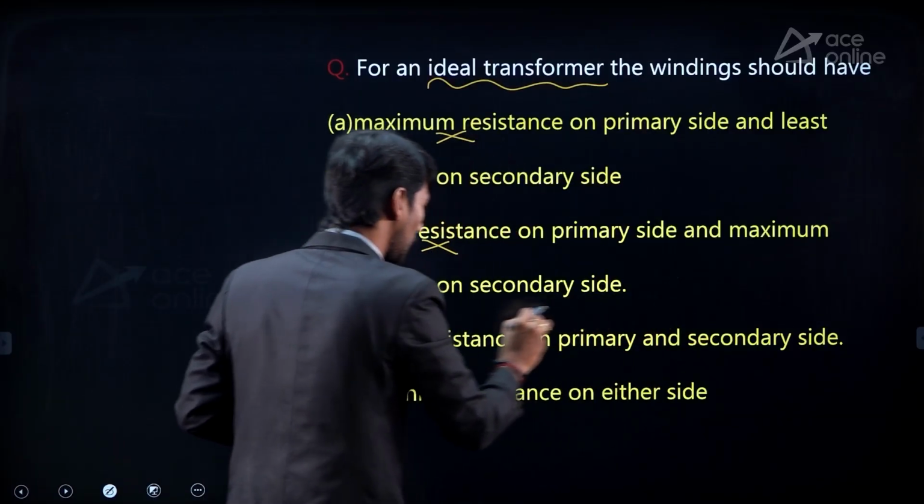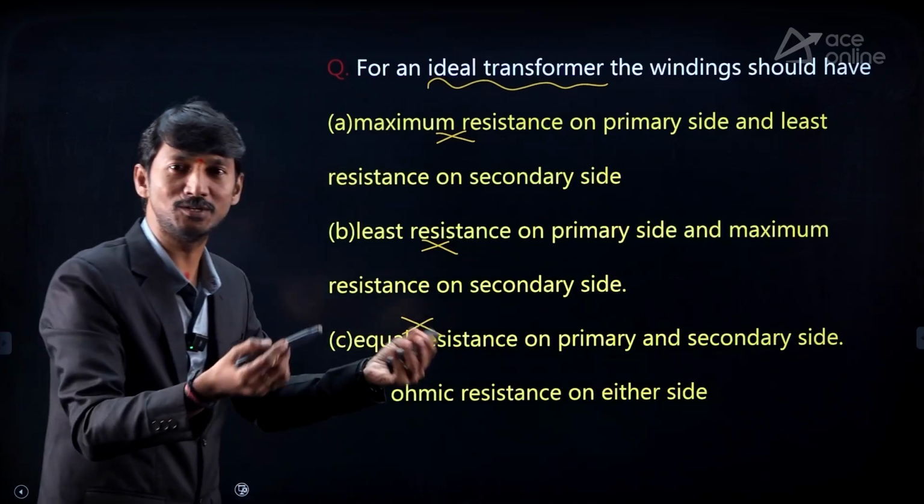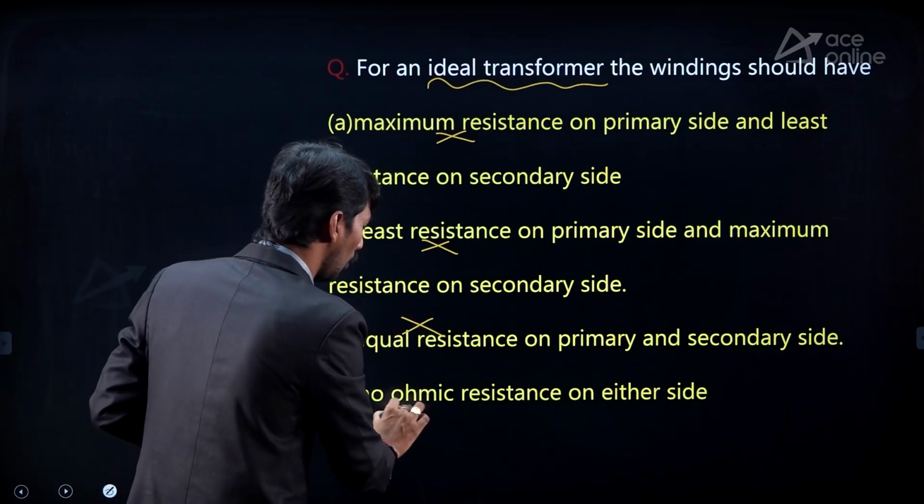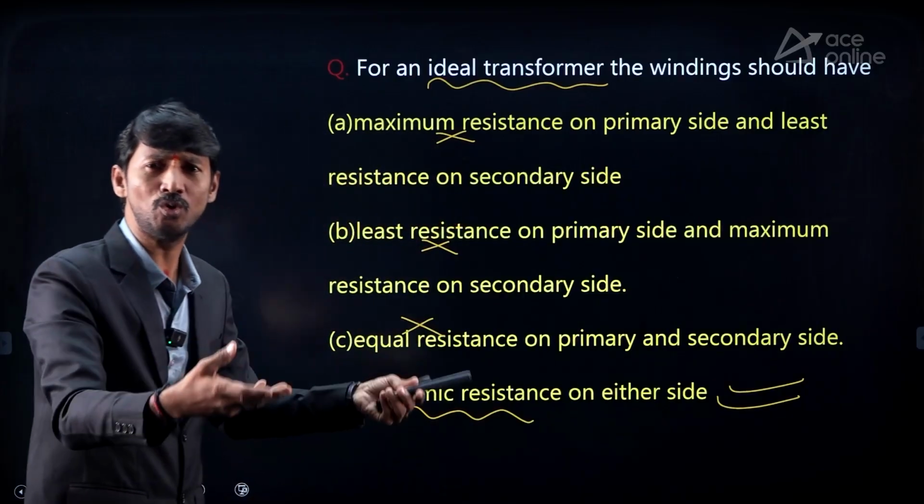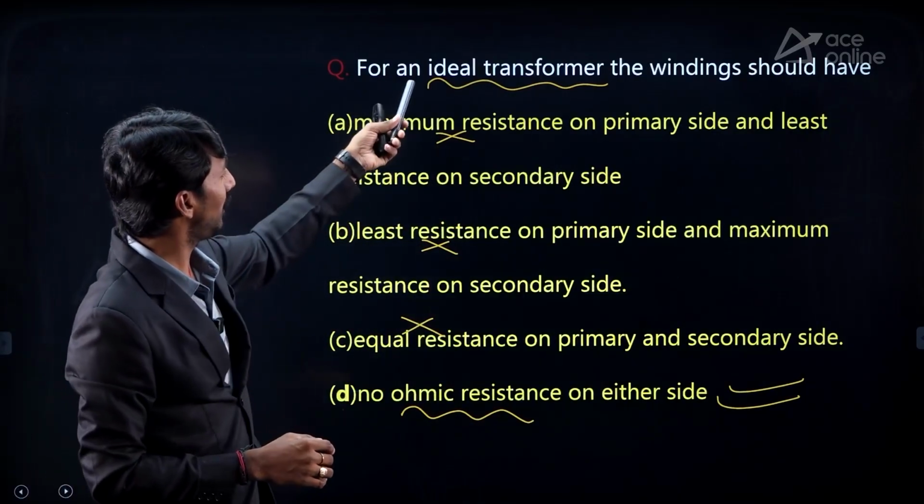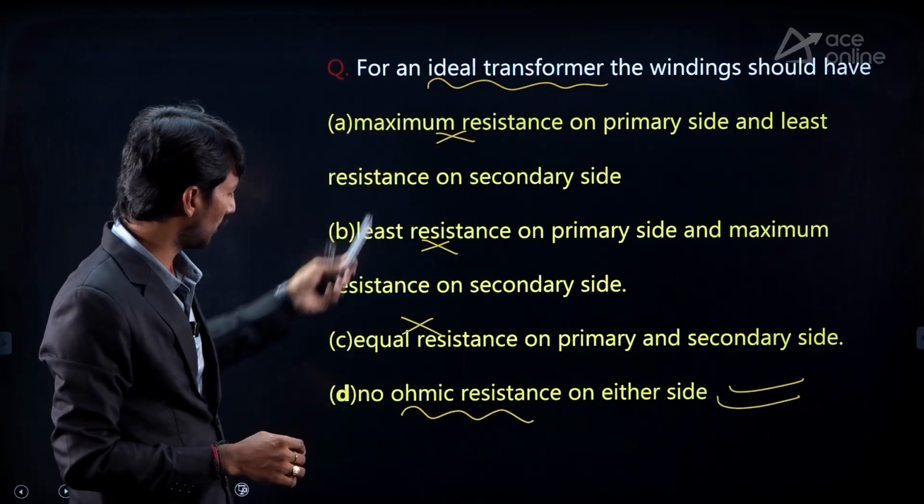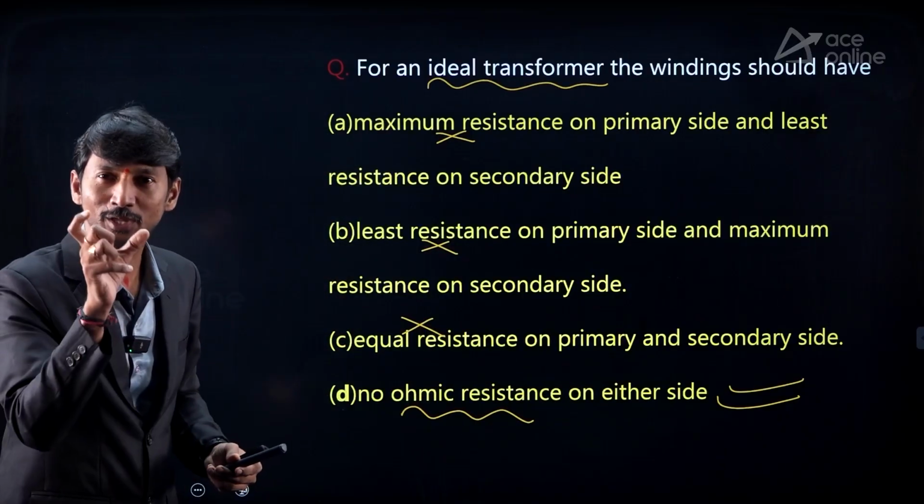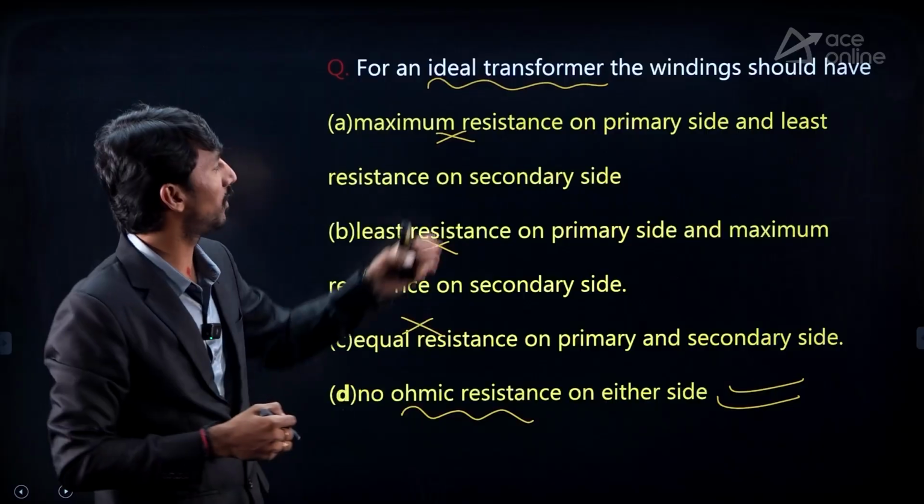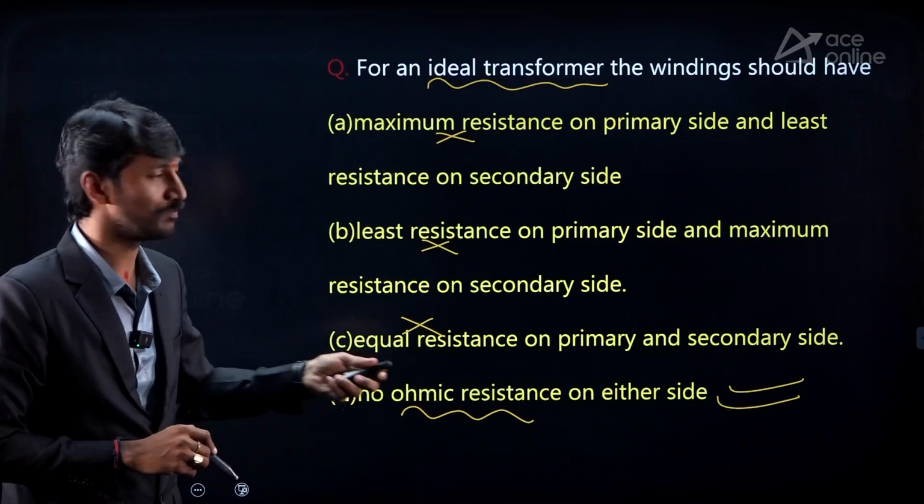Equal resistance on primary and secondary, wrong. Actually, resistance should not be there. That's why no ohmic resistance. No ohmic resistance means simply no ohmic losses, we can say. Among the 4 options, which is suitable? No ohmic resistance on either side. Then only it is called an ideal transformer. Right? Next question.